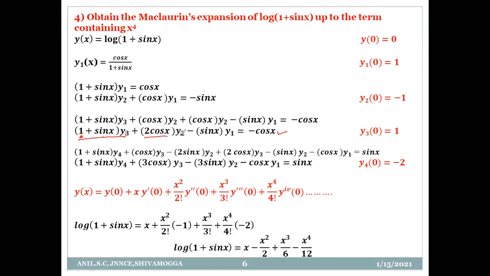Similarly, 2 cos x is the first function and y2 is the second function. Second function y2 into the derivative of the first function 2 cos x, which is minus 2 sin x, plus the first function 2 cos x into the derivative of y2, which is y3. Similarly here, minus sin x is the first function and y1 is the second function. Minus sin x into the derivative of y1, which is y2, plus the second function y1 into the derivative of minus sin x, which is minus cos x. This is equal to the derivative of cos x is minus sin x, minus into minus plus sin x.